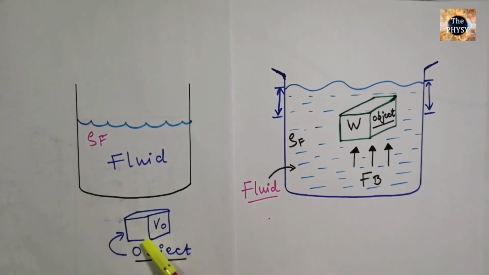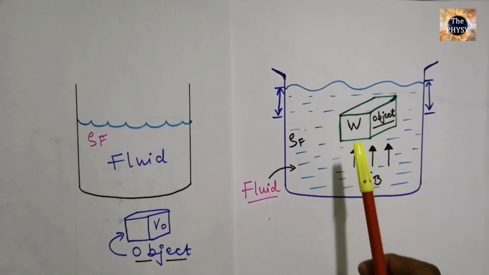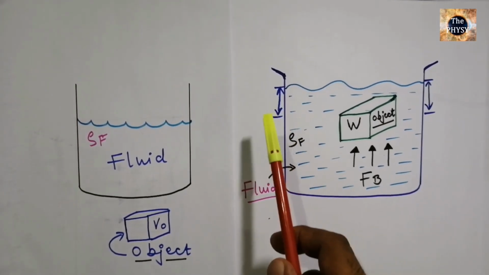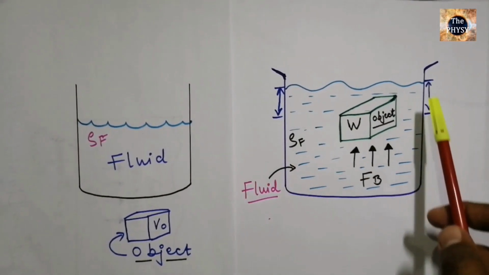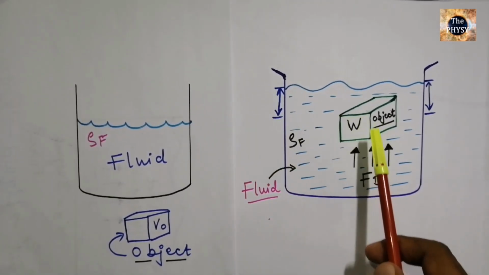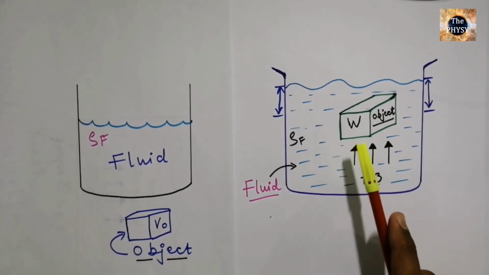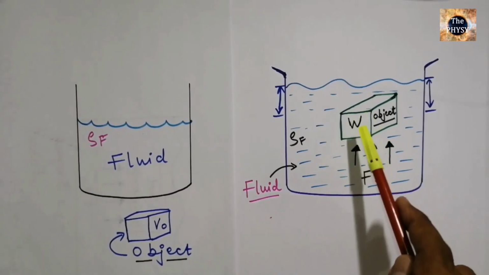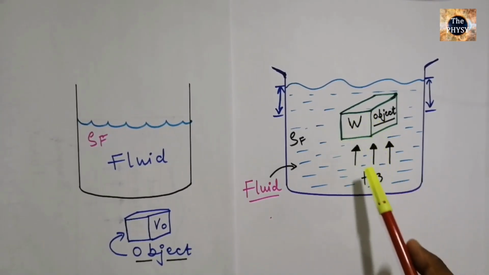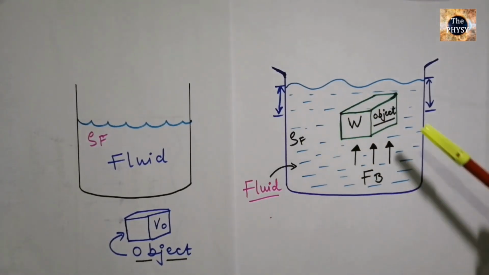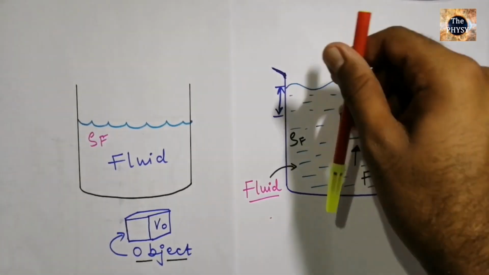Now we are going to put this object into the liquid. As you see in this figure, the object is inside the fluid in the beaker. You are also able to see that the water level has increased. This means that the object which is now in the liquid has displaced some amount of water, and the buoyant force is also acting on this object, and W is the weight of the object. The buoyant force acts in the upward direction, while gravitational acceleration acts in the downward direction.